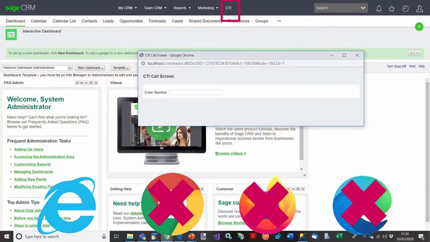Now, one of the features that depends on ActiveX is CTI, computer telephony integration. We announced with Sage CRM 2020 R1 that we were going to be deprecating and dropping it from the product in this coming release, because it's the release that's coming up in 2020 R2. But we're not, are we? No, we changed our minds.